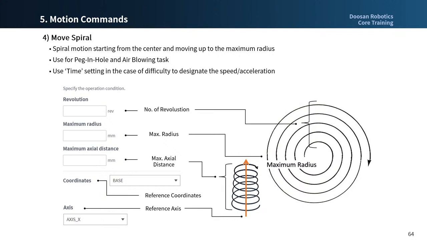The next motion I'm going to demonstrate is Move Spider. This is the motion that moves from the center to the maximum radius, as you said. It can be used for hole searching or air blowing applications. When you have trouble with velocity or acceleration setting for spider motion, you can use the time setting. If you use the global speed for spider motion, errors may occur frequently, so we recommend using local speed. I will explain the detail in the video. Move Spider can be used by setting the number of processes, maximum radius, and reference axis.